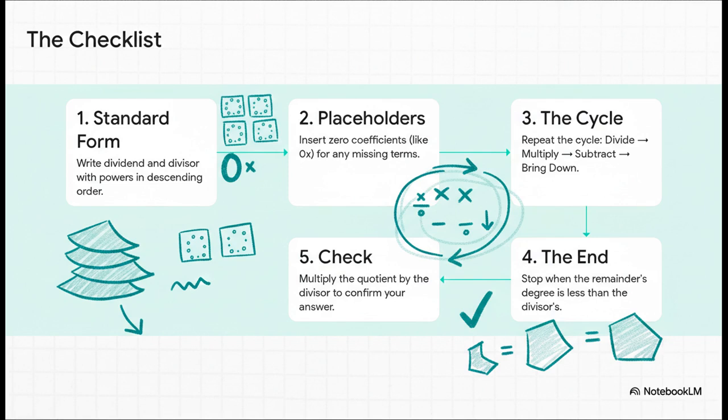Step 3. Start the cycle. Divide, multiply, subtract, bring down. Step 4. Just keep repeating that cycle until you can't divide anymore. And finally, Step 5. Check your answer. That's the best part. Multiply your quotient by the divisor, add the remainder, and make sure you land right back where you started.